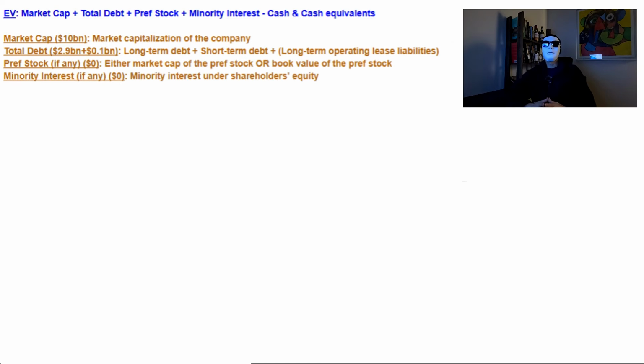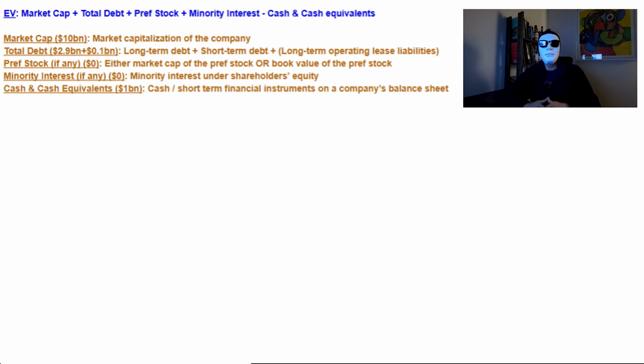Okay, now moving on to cash. All you need to do for this is just take the line item labeled cash and cash equivalents in the balance sheet of the company. It's generally the first line item that shows in the balance sheet. So you can just grab that number. For our case, let's assume this company has $1 billion of cash.